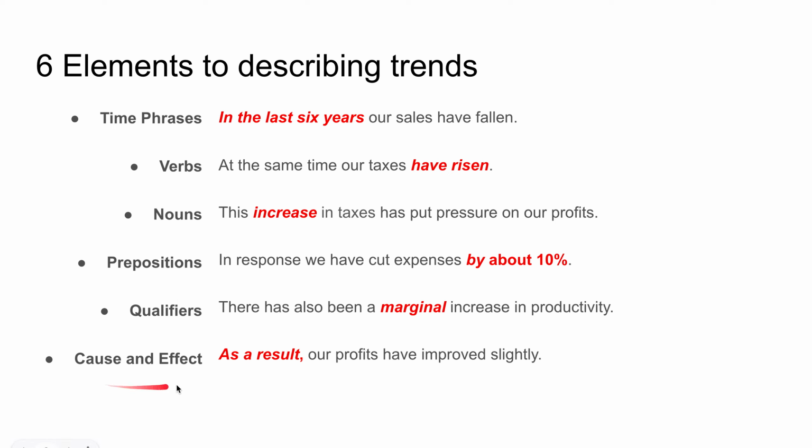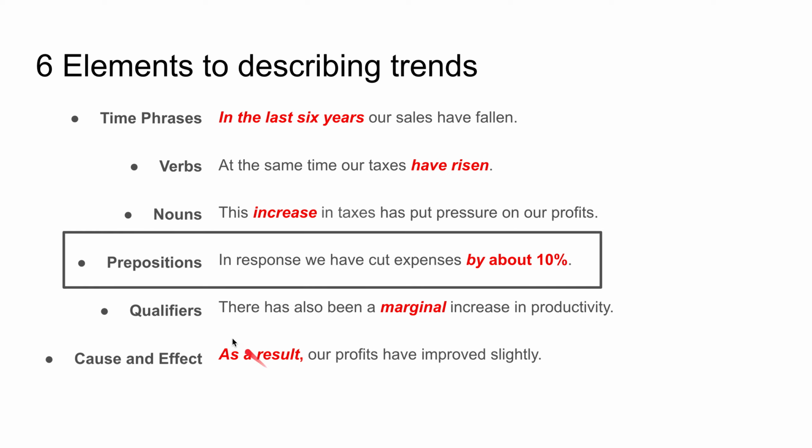Lastly, we can use cause and effect expressions to highlight cause and effect relationships. For example, as a result, our profits have improved slightly. Here, as a result, is a cause and effect expression highlighting an effect. Moving forward now, we're going to be looking specifically at prepositions today to specify the amount of change.